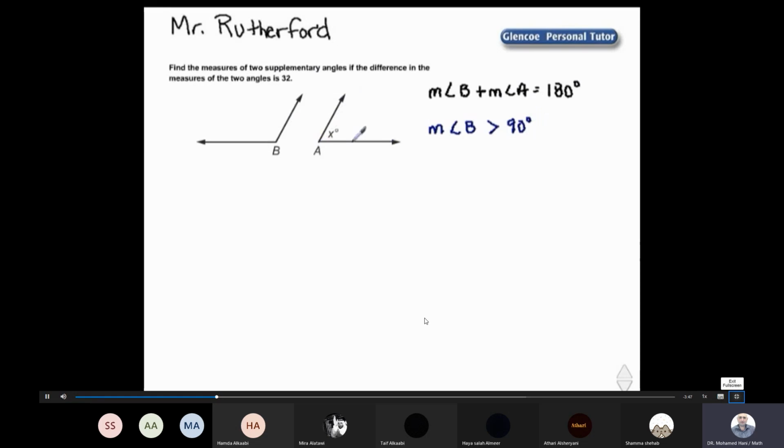Notice here, it appears that the measure of angle A is acute. So we can say that the measure of angle A is less than 90 degrees. We'll use this as a check to see if our answers seem to be accurate at the end. So first, we know that the difference of these two angles is 32. So I'm going to first write the measure of angle B and subtract the measure of angle A and equal this to 32. The reason I did angle B minus angle A is because B appears to be the larger of the two angles, and we need a positive 32.